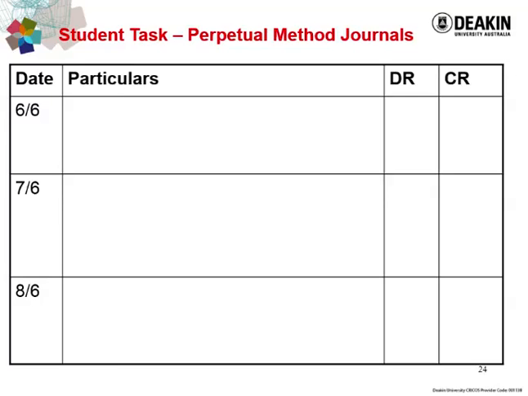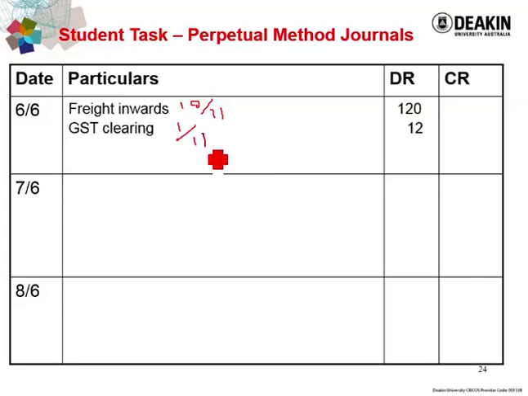Then, on 6th of June, you paid freight inwards of $132 GST inclusive. Transportation has GST because it is a form of service. So we debit freight inwards 120 net of GST. We debit GST clearing $12 as businesses have GST recoverable from purchase of service. So this is 10 over 11 and this is 1 over 11, and then you credit cash at bank with GST inclusive amount 132.